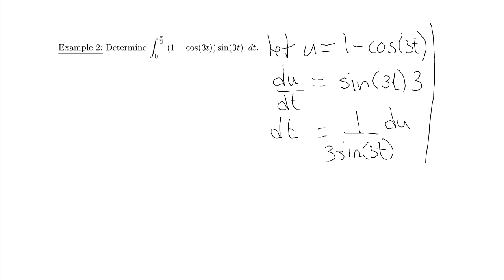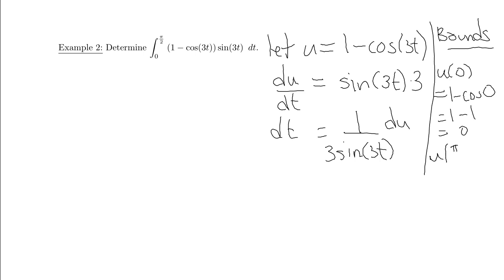Okay, I also want to deal with the bounds because it's a definite integral. So I need to figure out what u equals when t is equal to 0. So when t is equal to 0, u, which is 1 minus cosine of 3t, is going to be 1 minus cosine of 0, which is 1 minus 1, which is 0. So it turns out my first bound doesn't actually change at all. It's still 0. If I want to figure out what u is when t is pi over 2, I take 1 minus cosine of 3 pi over 2.